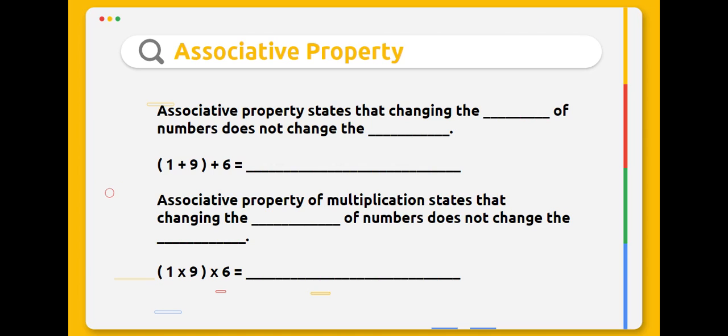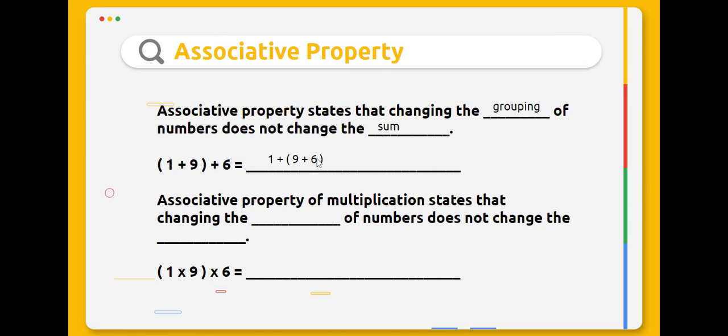The associative property states that changing the grouping of the numbers does not change the sum. So looking here, we have 1 plus 9 plus 6. Now remember, we always do what's in the parentheses first, right? So let's look at the beginning one. 1 plus 9 is 10, plus 6 is 16.